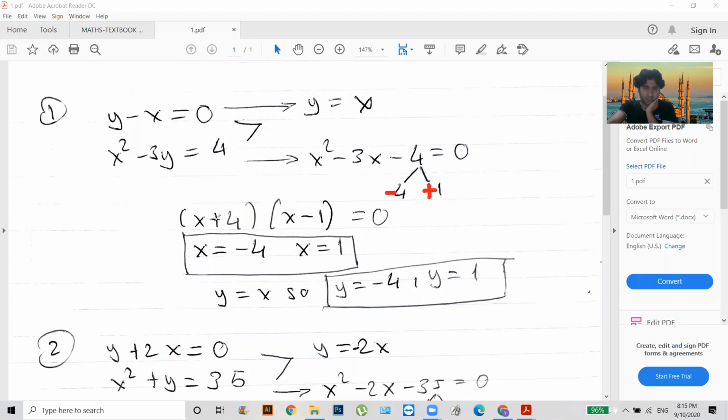So then the factor is x minus 4. You can see it's supposed to be -4. Here it's going to be +1. Then x is going to be +4 when we make it equal to 0, remember, and then x is going to be -1. Once we're done with that, guys, remember y equals x. Since y equals x, the values will be the same. So it's going to be +4 and -1.